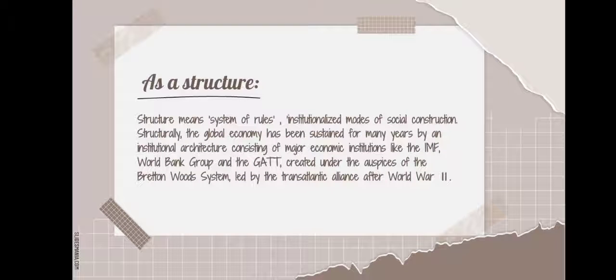As a structure. Structure means a system of rules, institutionalized modes of social construction. Structurally, the global economy has been sustained for many years by an institutional architecture consisting of major economic institutions like the IMF, or the International Monetary Fund, the World Bank Group, and the GATT, or the General Agreement on Tariffs and Trade, created under the auspices of the Bretton Woods system, led by the Transatlantic Alliance after World War II.